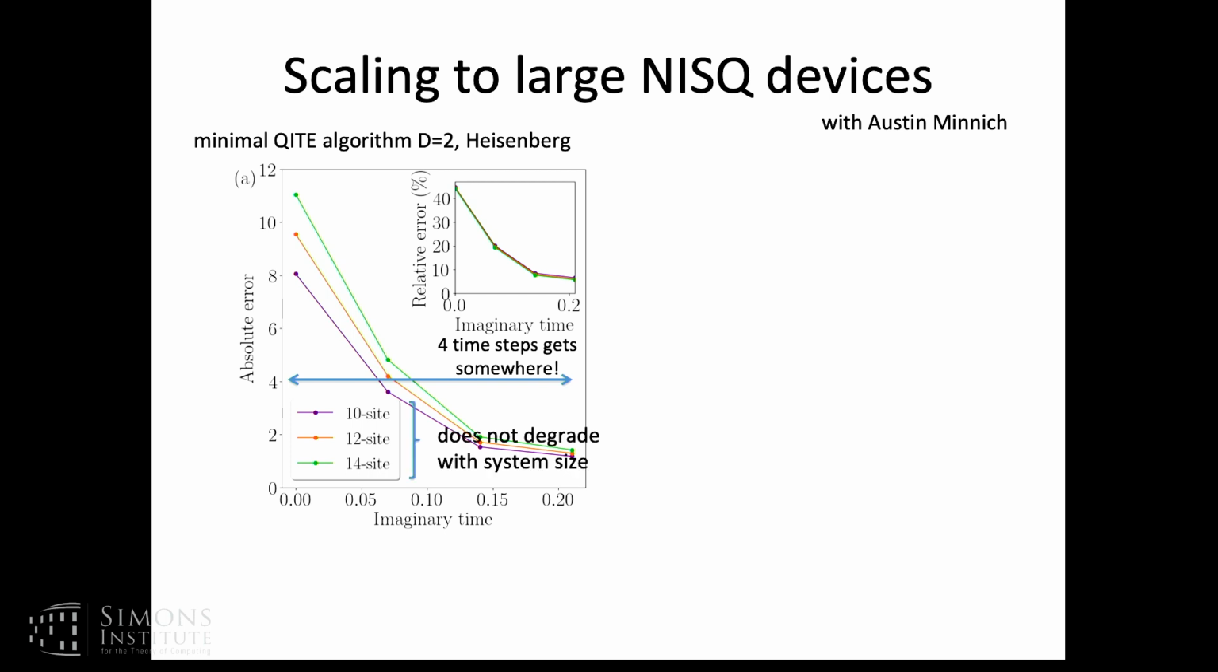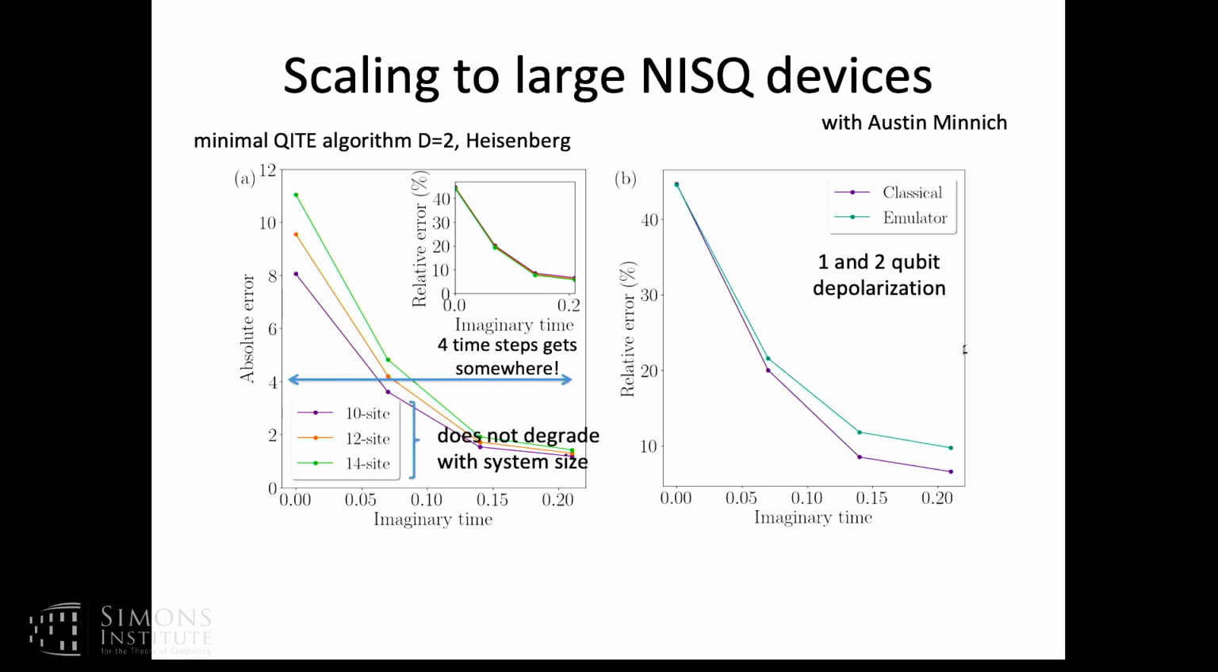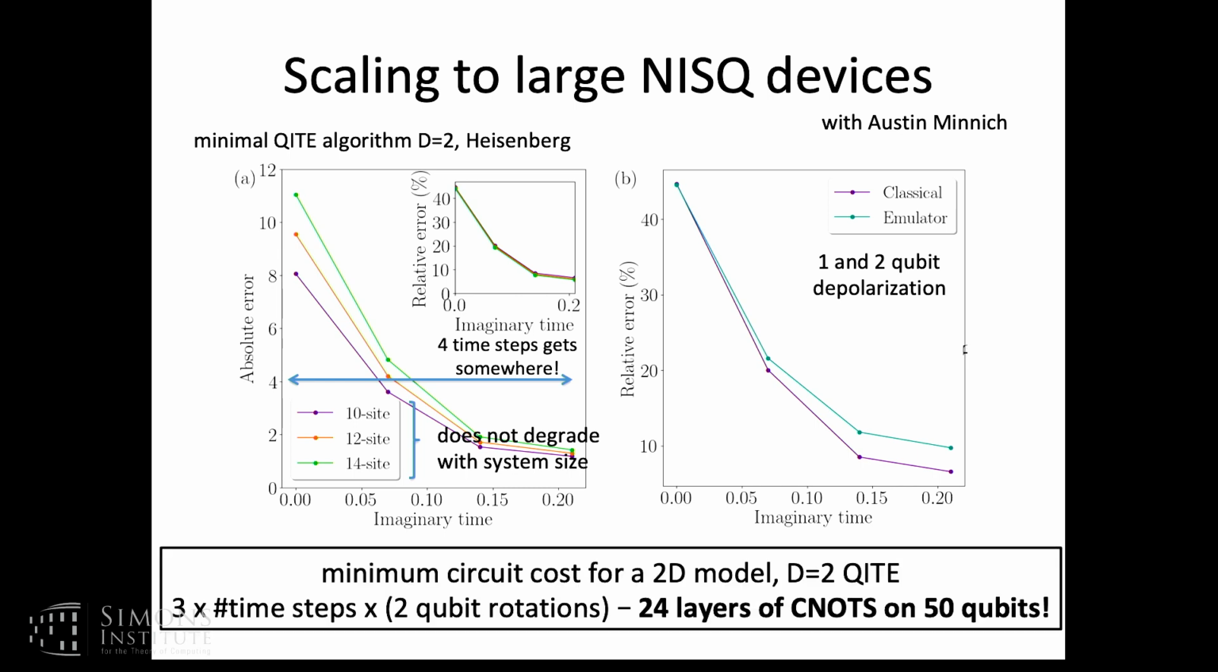And then secondly, is it robust with noise? Well, of course it gets worse as you add noise, but it doesn't completely fail. So these are highlighted here, some 1 and 2 qubit depolarizing channels, and one introduces some error in the energy, but it's not too large. Okay, so based on these estimates, if one was doing a simulation of 50 qubits to do 4 time steps like this, then this is 24 layers of CNOTs, which may or may not be doable, but presumably will be doable at some point in the future.